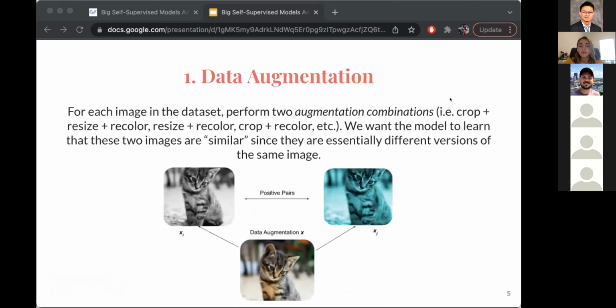And I will go over it in 3 basic steps. The first step is a data augmentation step. For each image, we perform 2 augmentation combinations. It can be, for example, crop, resize, recolor, or crop and recolor. And we want the model to learn that these 2 images are similar to each other since they're coming from the same image. We call these positive pairs.